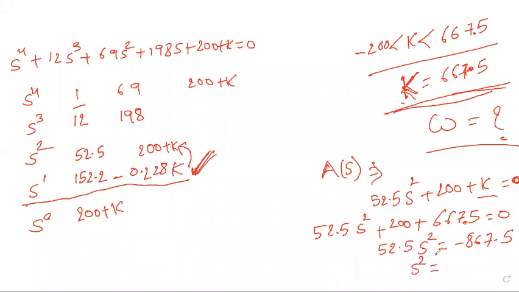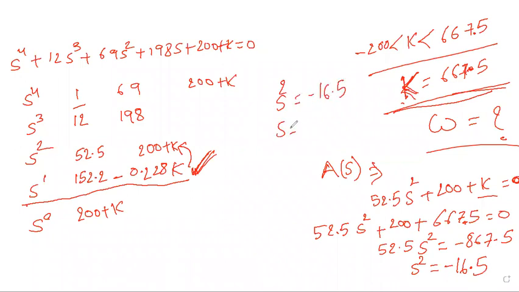So what is s square? How much is it? Minus 867.5 by 52.5. How much is it? 16.5. Sign, you are not telling. Minus. Minus 16.5. So s square equal to minus 16.5.